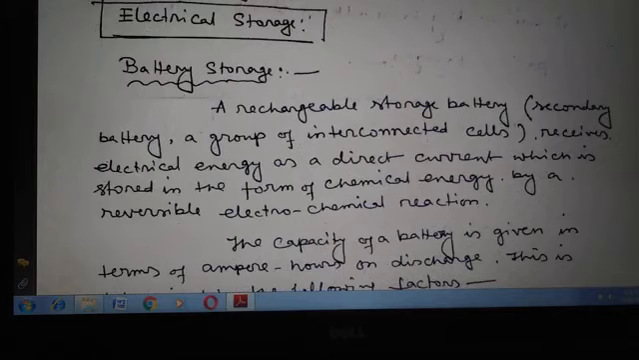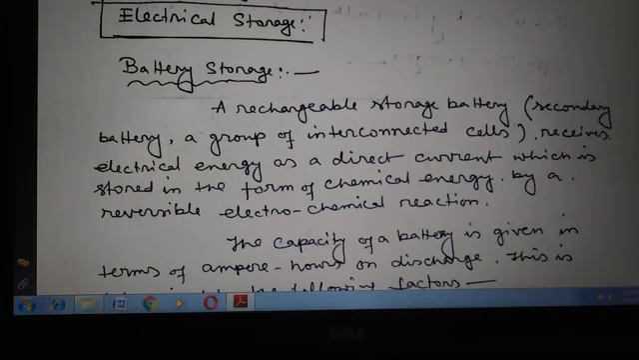Next part of the storage is the electrical storage. The electrical storage is mainly based on the battery storage. A rechargeable storage battery, like a secondary battery, is a group of interconnected cells. So the battery is a secondary battery, which is a combination of a group of interconnected cells. This rechargeable battery receives electrical energy as a direct current, which is stored in the form of chemical energy by an electrochemical reaction, and this reaction is basically a reversible reaction.